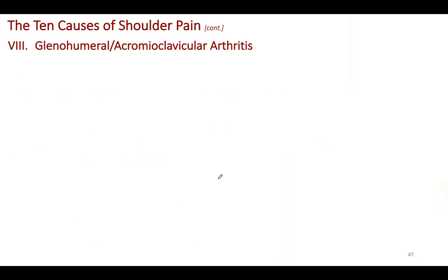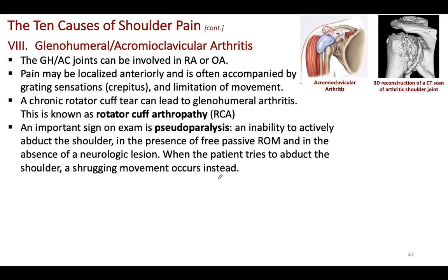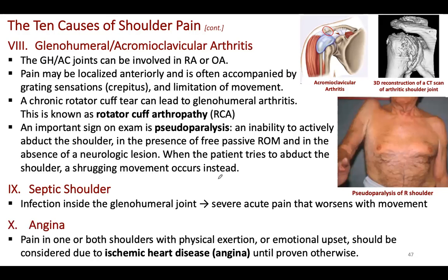Glenohumeral or acromioclavicular arthritis. Again, any joint is subject to have arthritis. When I say arthritis, I want 4 names to pop into your mind: osteoarthritis, rheumatoid arthritis, gouty arthritis, septic arthritis. Whenever I say arthritis, I want these 4 names to pop into your mind. Any one of them can happen in any one of the 3 joints of the shoulder girdle, as well as septic shoulder, which is septic arthritis of the shoulder.